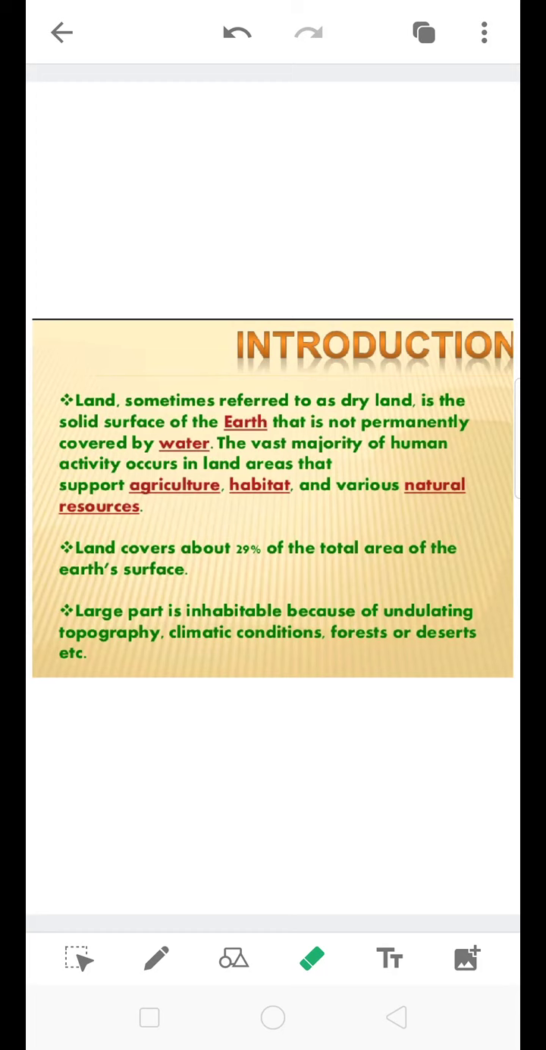Coming on to the introduction, land, sometimes referred to as dry land, is the solid surface of the earth that is not permanently covered by water. The vast majority of human activity occurs in land areas that support agriculture, habitat and various natural resources. This we all are aware about, that most of the activities are carried on land area. Land covers about 29% of the total area of Earth's surface. A large part is uninhabitable because of undulating topography, climatic conditions, forests or deserts, etc.